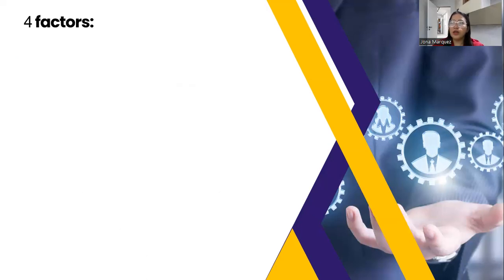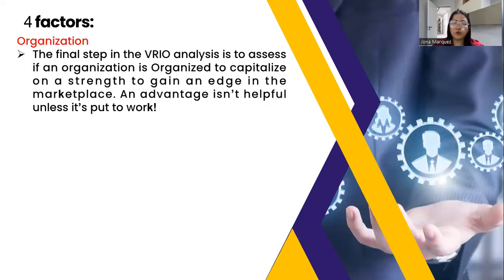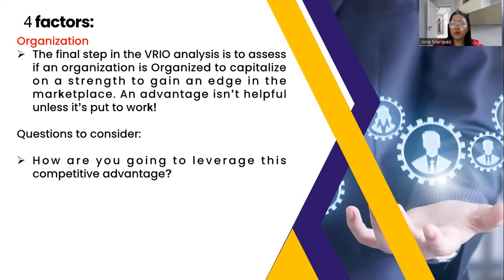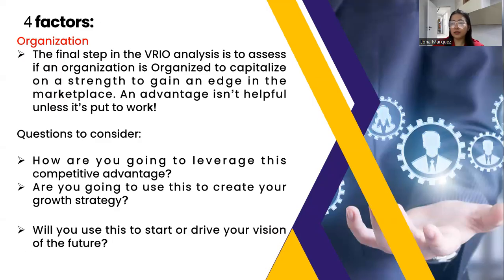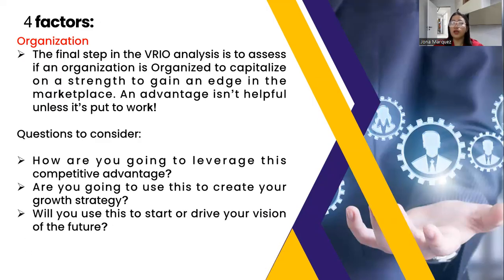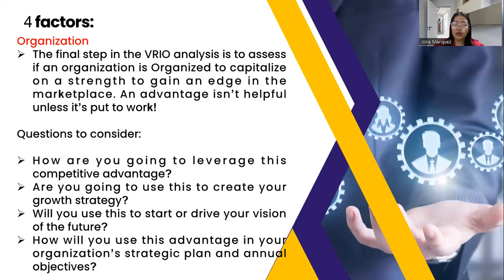Now, the last factor is organization. This is the final step, no? It assesses if the organization is organized to capitalize on its strengths to gain an edge in the marketplace. So here are the questions to consider. How are you going to leverage this competitive advantage? How are you going to use this to create your growth strategy? Will you use this to start or drive your vision for the future? And last, how will you use this advantage in your organization's strategic plan and annual objectives?